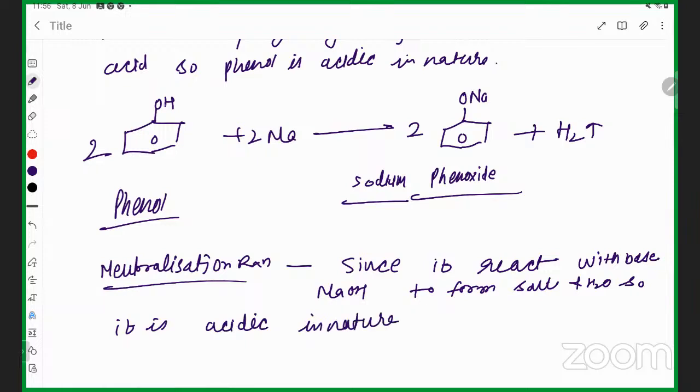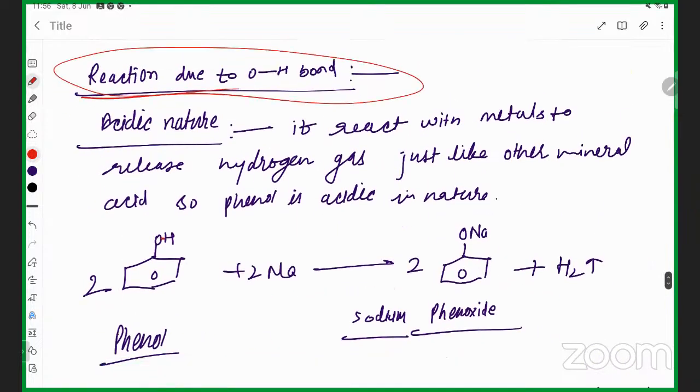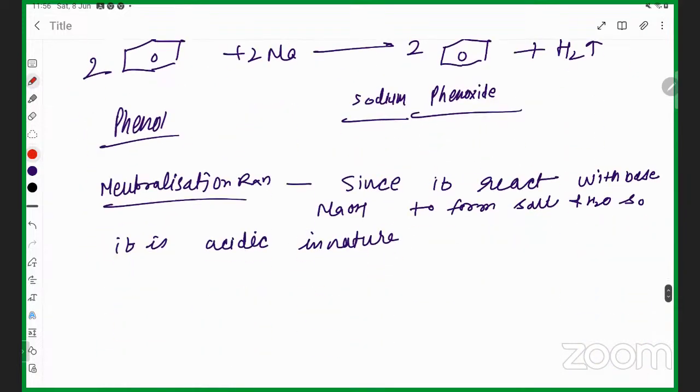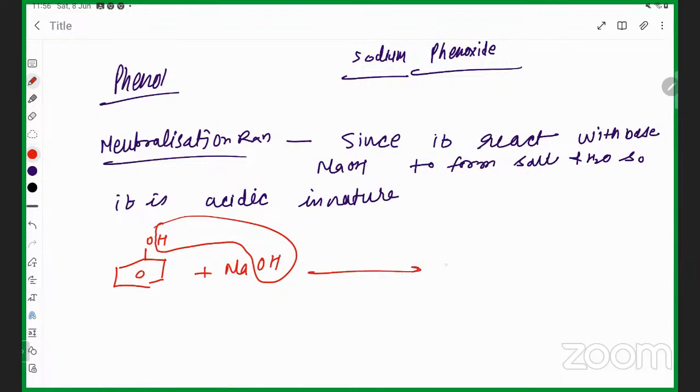Now, can you see which bond is involved? This OH bond is involved in this reaction. Can you understand this one? H is broken. Yes or no? So these are reactions due to OH bond. Are you getting this one? Yes. Here you see this one. You take the phenol and treat with NaOH. Again the bond is going to break here like that. It will give sodium phenoxide, ONa, plus H2O. So again, what type of reaction is this? This is showing that they are acidic in nature.